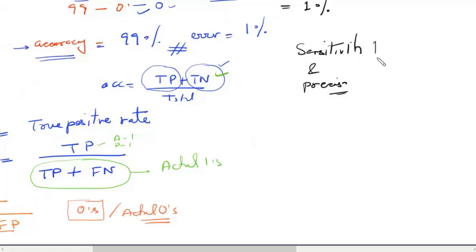If the business requirement is to identify ones, we measure sensitivity and precision together. If the business requirement is to identify both ones and zeros, we usually measure accuracy. In a further video, we will see another parameter that is used to evaluate a model.